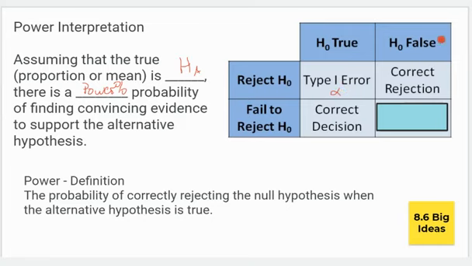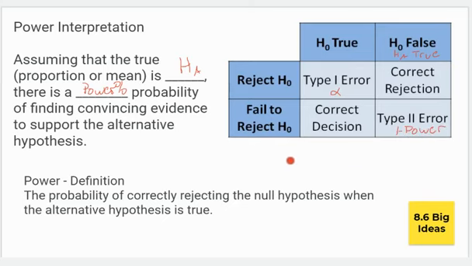Well, if the null hypothesis is false, which by the way means that the alternative hypothesis is true, and we fail to reject the null hypothesis, then once again we've made a mistake. It's false, but we do not reject it. That is called a type 2 error. And once again, we learned that in our last lesson. But what about the probability of making a type 2 error? Well, the probability of making a type 2 error would be 1 minus the power of the test.